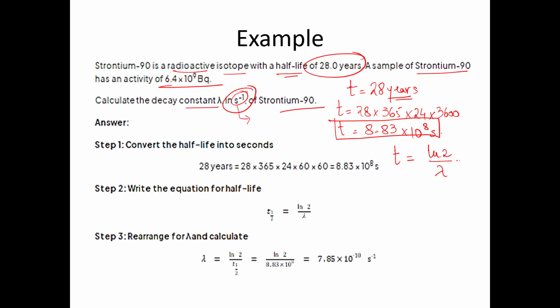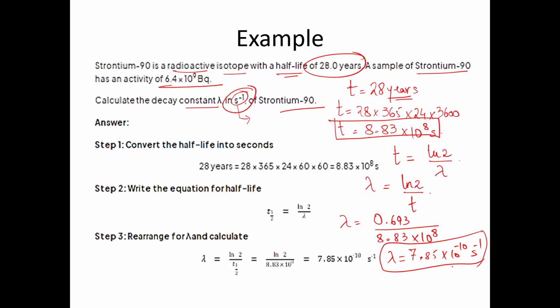And what is lambda? It is the decay constant. So if I have to find out the decay constant, what I am going to do is ln of 2 divided by the half life time. So let's plug in the values here. This will be 0.693 divided by the time, which is 8.83 into 10 raised to power 8. So this will be equivalent to the value of lambda, and solving this, lambda will give you an answer somewhat like 7.85 into 10 power minus 10. And the answer will be in per second.